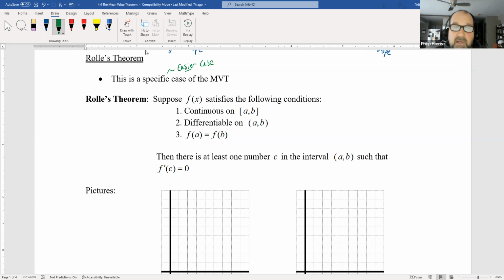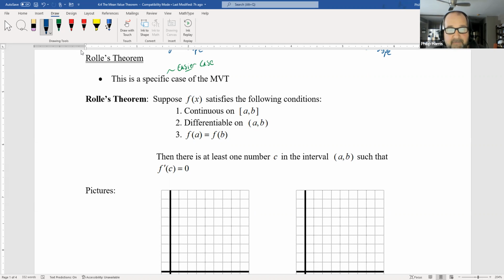So the good news here is for you, we are not going to look at the proofs of these things, but you should understand these two situations, or these two theorems. So first off, Rolle's theorem. For Rolle's theorem, you have three conditions.